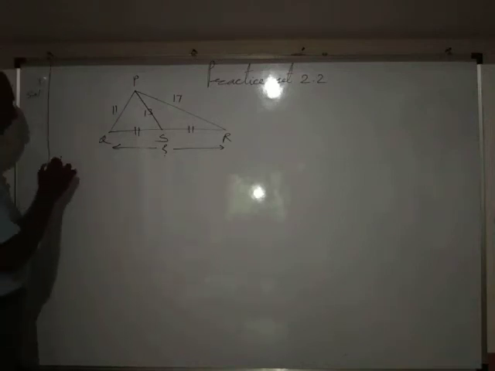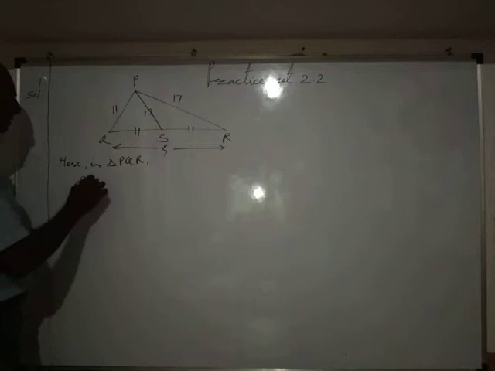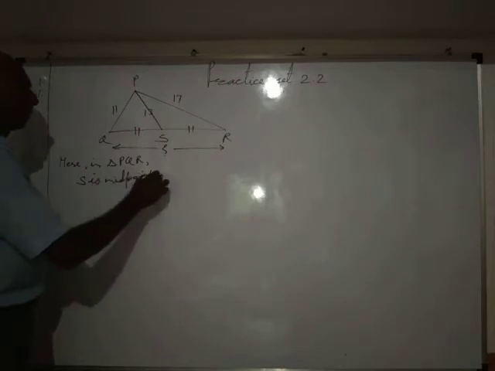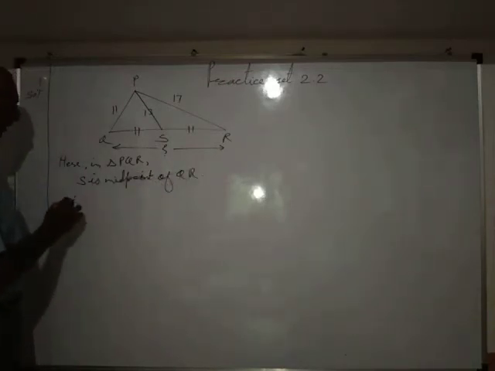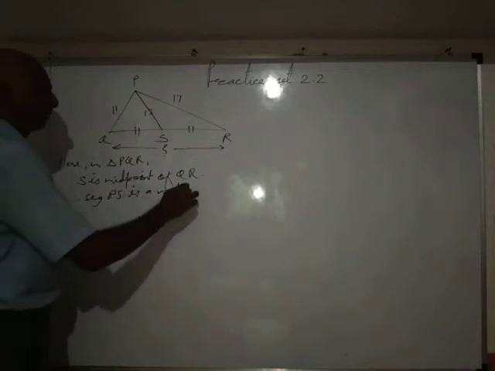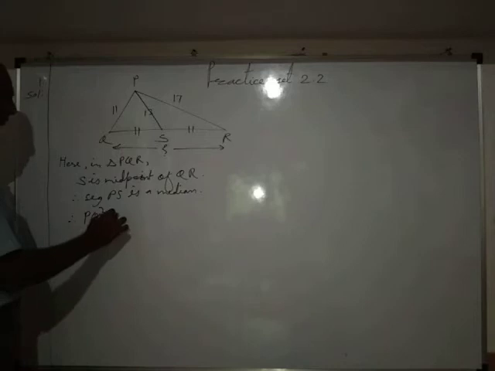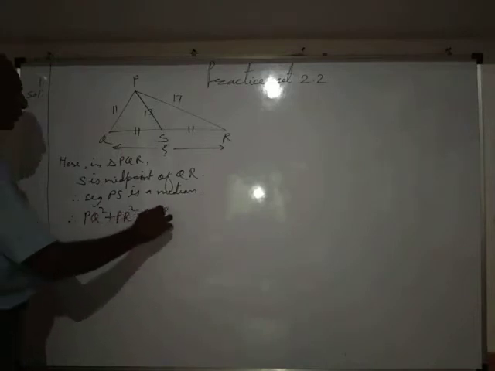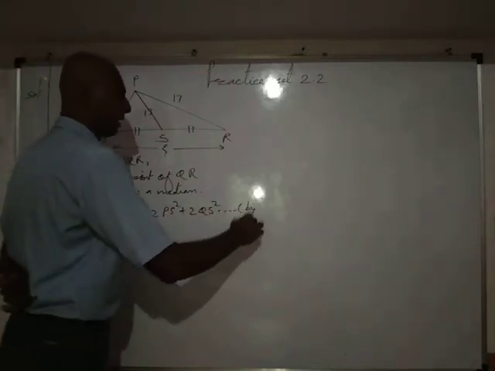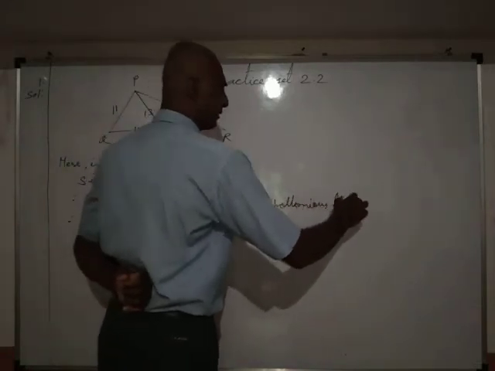Let's say here in triangle PQR, S is the midpoint of QR, and therefore seg PS is a median, and therefore PQ square plus PR square equals 2PS square plus 2QS square by Apollonius theorem.